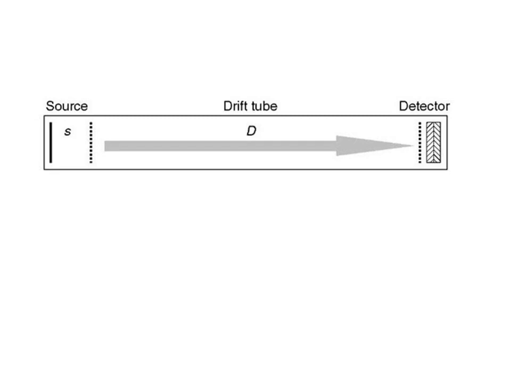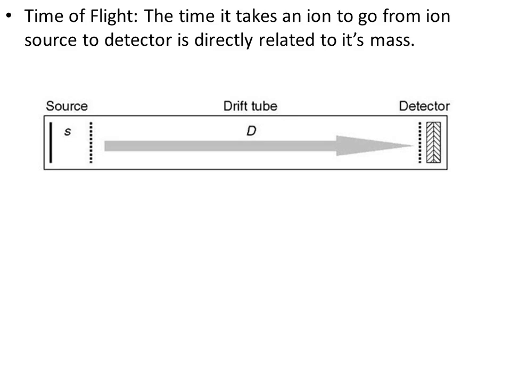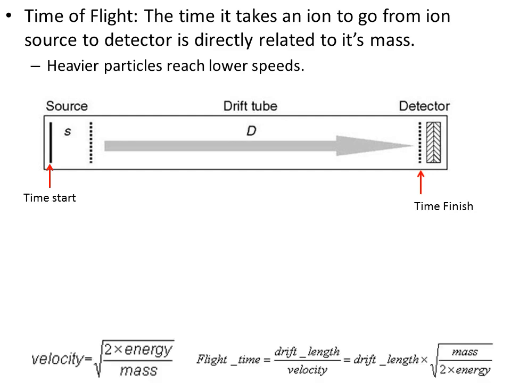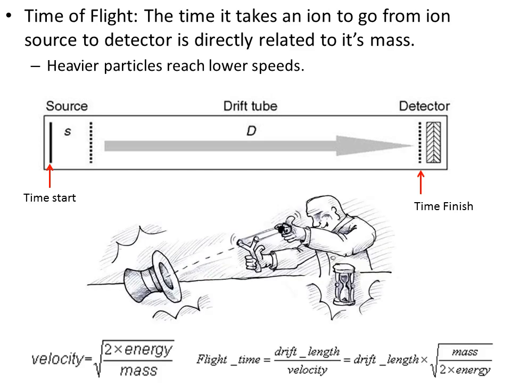Time of flight is the simplest form of mass filter, measuring the time it takes for an ion to travel from one end of a tube to the other end and strike a detector. The laser pulse starts the clock, and an ion striking the detector is the measure of time. The larger the ion, the slower it travels. The mass can then be calculated by inserting the flight time into this equation.